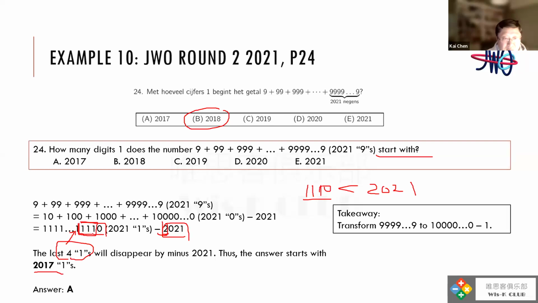that 1110 is smaller than 2021. So that's why this one will also be impacted. Yeah. Okay.